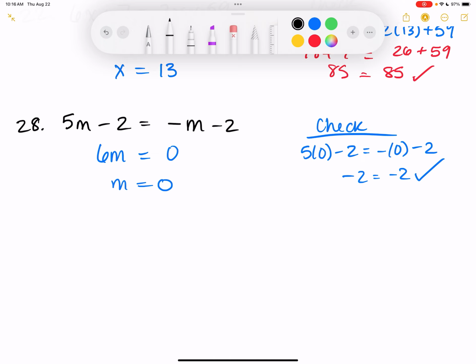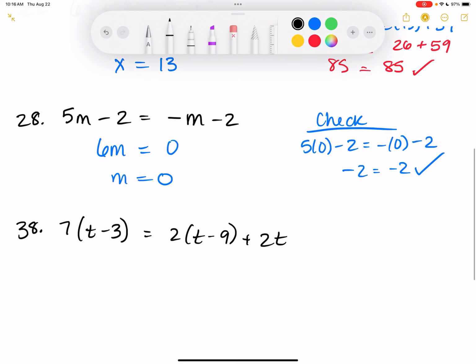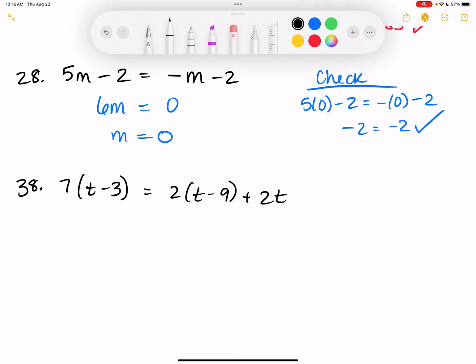Okay, distributive property. Number 38. 7 times t minus 3 is equal to 2 times t minus 9 plus 2t. I keep forgetting to bring my book. Chapter. And this is still a solve and check. It's just under a different category. So what do I do with this?